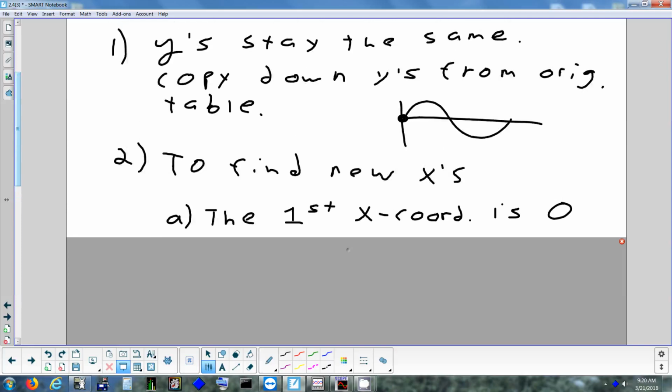The next thing we want to figure out is where it ends. Basically, I want to figure out the distance from there to there. How do I figure out the length of the period? What's the formula to do that? Well, Colton?